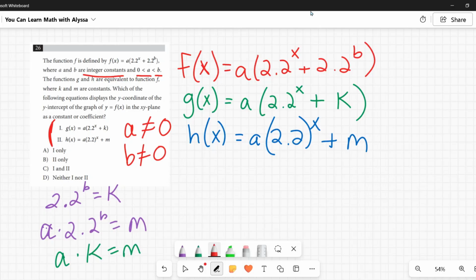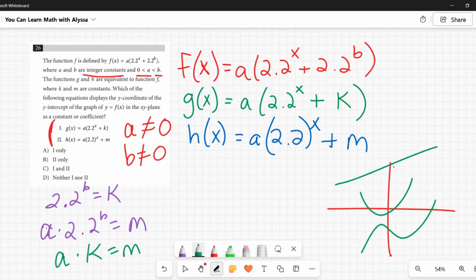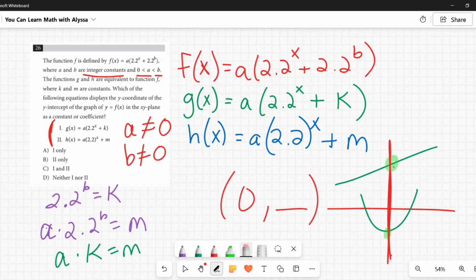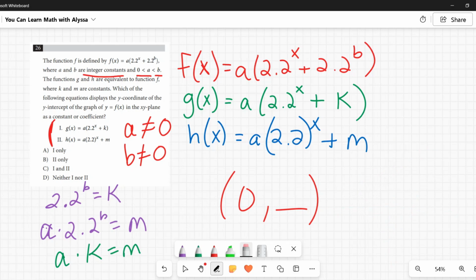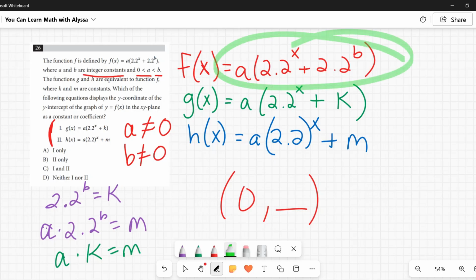What is a y-intercept? A y-intercept is where a function, any function, a line, a parabola, a cubic, whatever it is, crosses the y-axis. So all y-intercepts have one thing in common: the x value is 0. Always. It's going to be 0, comma, something. Wherever it crosses, x is 0. So if I were to plug 0 into this equation and do the math, it's going to have a's and b's in it, of course, but it will be a representation of what the y-intercept is going to be.